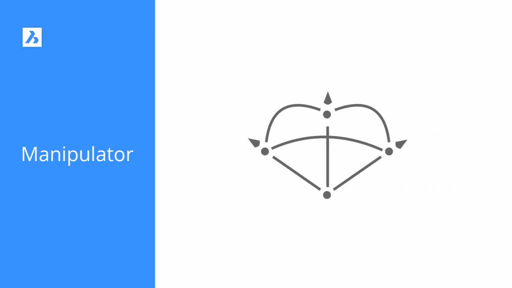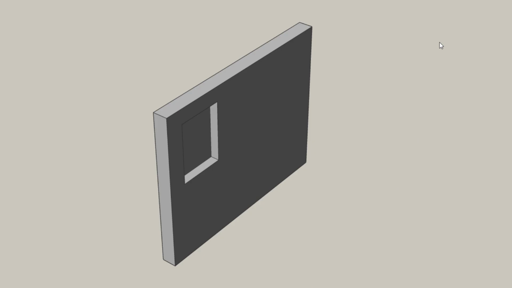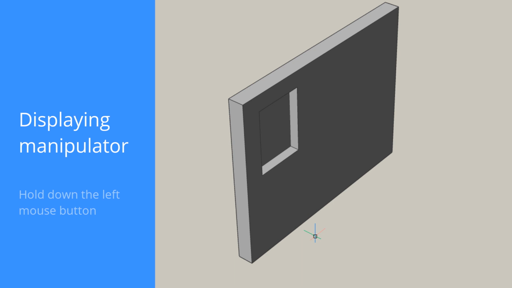The manipulator in BricsCAD Sketch is a visual tool that rotates, moves, or mirrors solid elements around or along a single axis. Press and hold the Control key, move the cursor to the element of choice, and left click. By holding down the left mouse button slightly longer, the manipulator should appear.